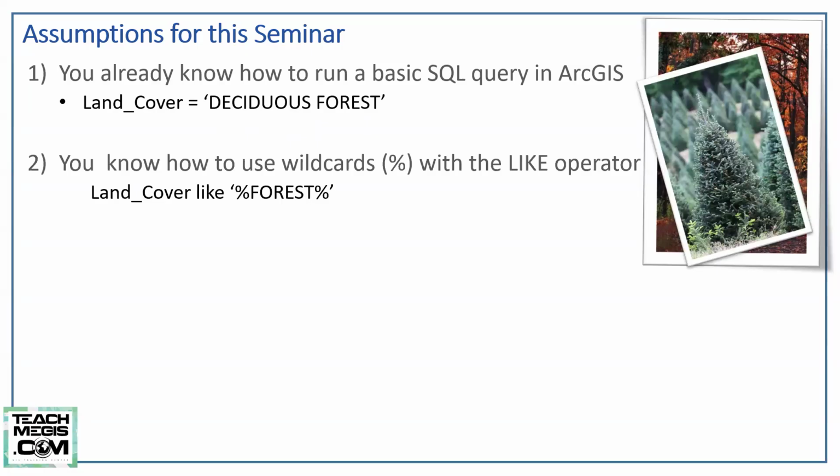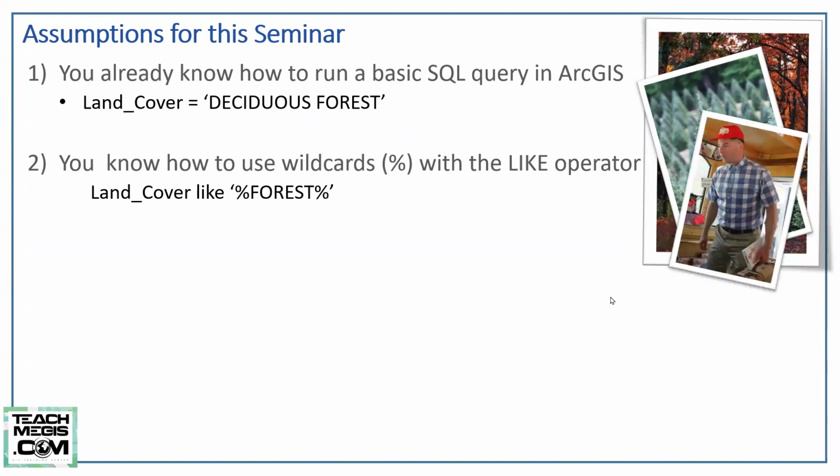I'm also going to assume you know how to use wildcards with the like operator. Select all the records where the land cover column is like %forest%. The percent is the wildcard, so it finds anything that contains the string forest, like deciduous forest or evergreen forest or even forest gum, right? So you have to be careful when using those wildcards.